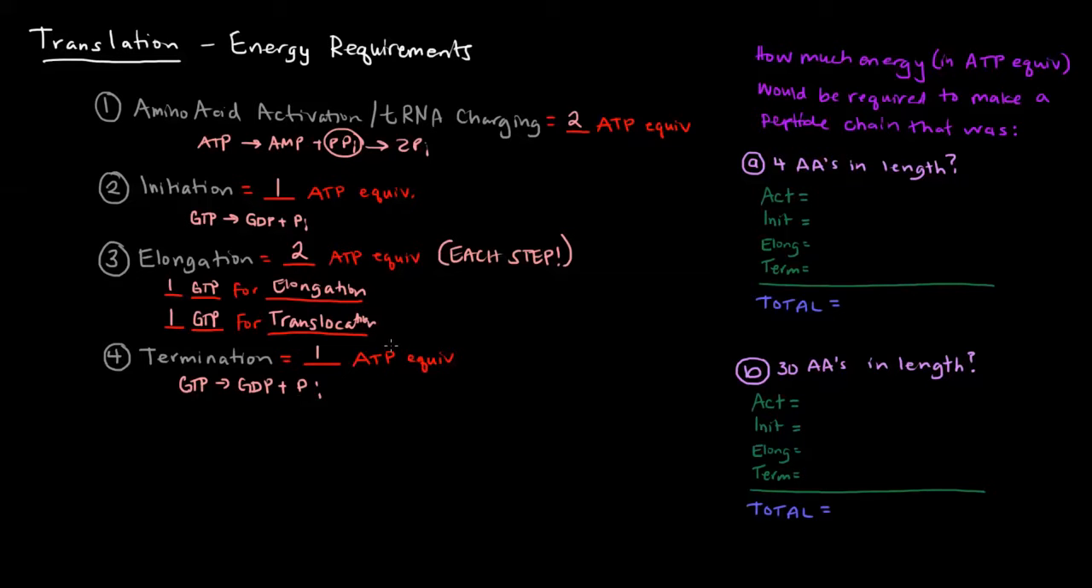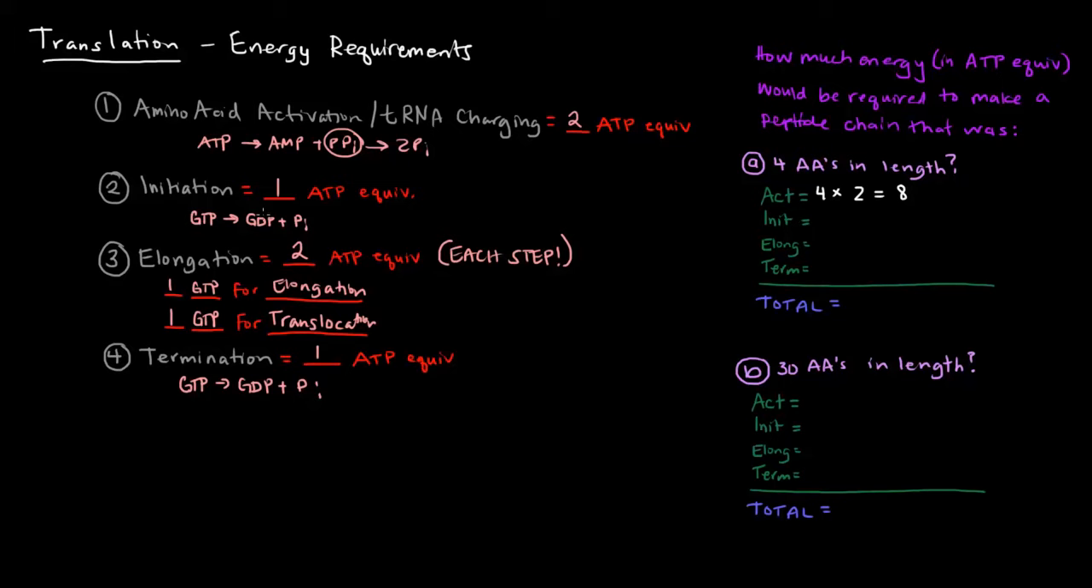So if we know this information, how can we use that to calculate the amount of energy it would cost to make a peptide chain? So what if we wanted to make an amino acid chain of just 4 amino acids, a peptide chain made up of 4 amino acids? How much energy would that cost? Well, each one of these amino acids needs to be activated. So we have 4 of them times 2 ATP equivalents, because each step will require 2 ATP equivalents.